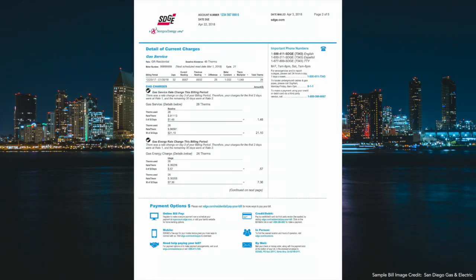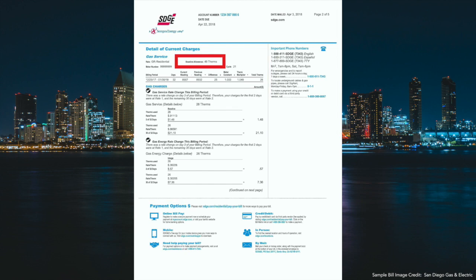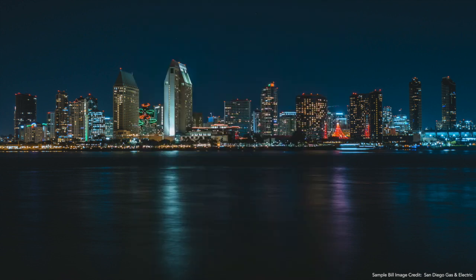Now, if you have natural gas service, the next section of your statement should look like this. If you only have electric service, this section will not appear on your statement. On this page, you will see a summary of your natural gas usage along with associated rates per therm. Note that on the top of this page, there is a baseline allowance, which in this case is 49 therms.